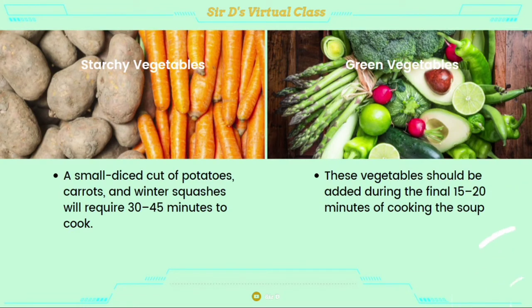Starchy vegetables are indispensable when cooking soups. A small dice cut of potatoes, carrots, and winter squashes will require about 30 to 45 minutes to cook. This is a good way to extract their natural flavors to be infused in our soup. Green vegetables, on the other hand, should be added during the final 15 to 20 minutes in order to avoid overcooking and to make sure that they will extract enough nutrients to create a flavorful soup.